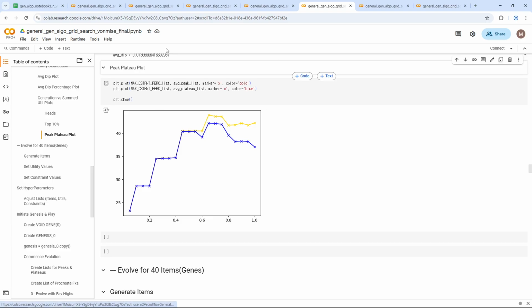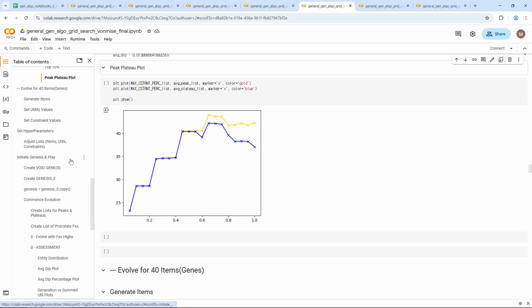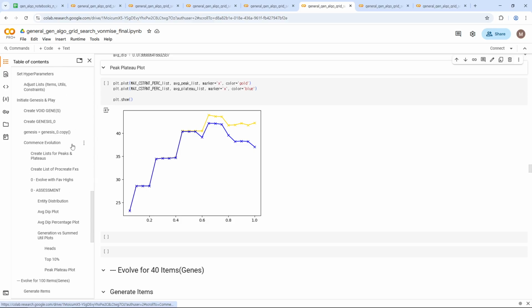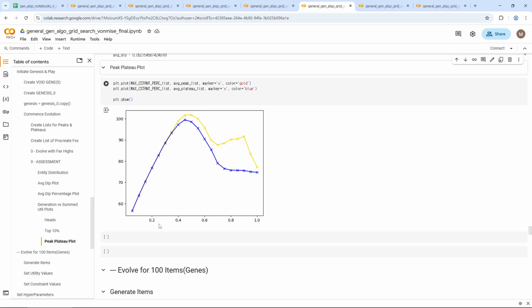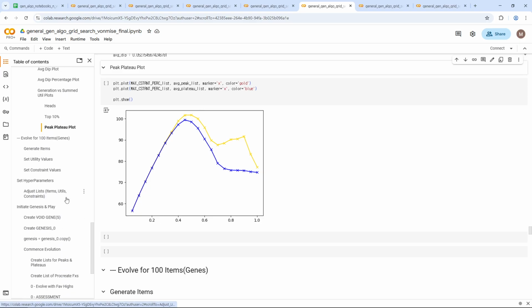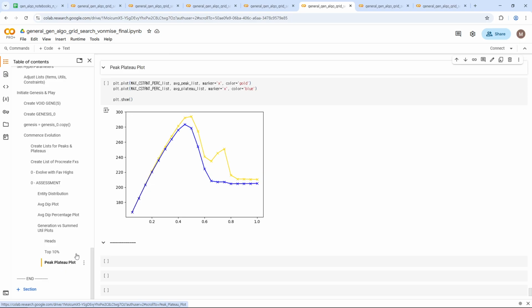Okay, so for Mises, this is when we have 10 items, but I'm somewhat surprised to see that even here the plateau level goes down towards the end, which is quite interesting. 40 items. Yeah, this is something that we're very familiar with. And 100 items, even steeper.